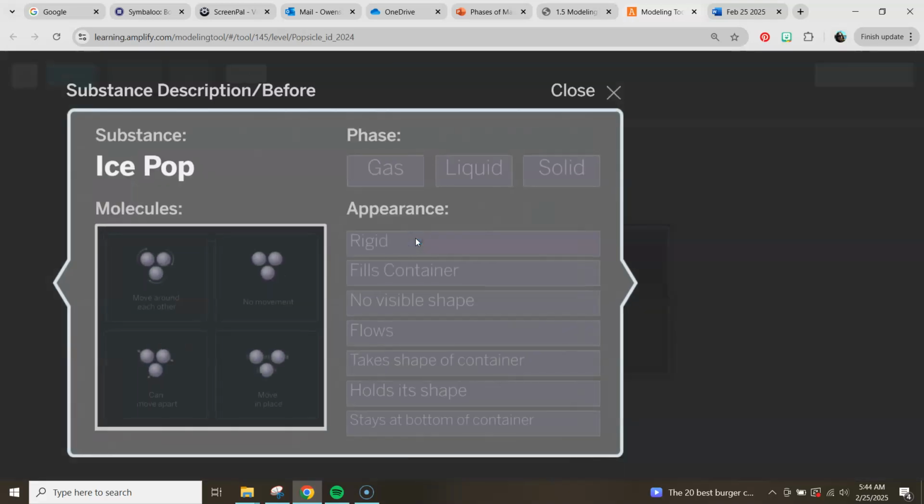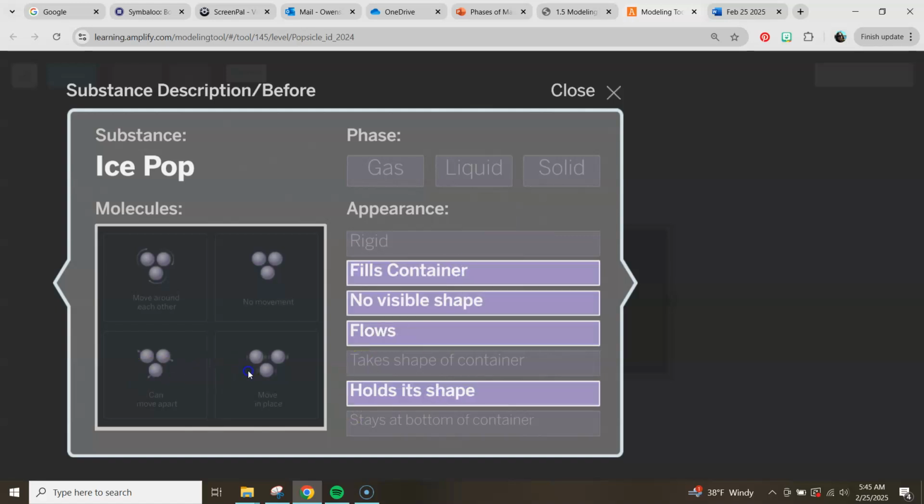Okay, so if I go ahead and select the pencil, this is before it melts. So I would choose the phase, either gas, liquid, or solid. I would choose only one of these molecules to show how the molecules are moving in that phase. So either moving around each other, no movement, moving in place, or moving apart. Okay, and then as far as appearance go, you guys are going to select all that applies for that phase. So again, this phase that we're doing right now is before a popsicle melts. So what phase is that? Solid, liquid, or gas? And then what appearances do we have? Again, these should be on your guys' notes. So choose all that apply.